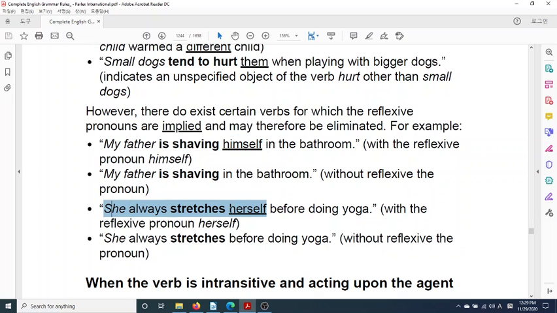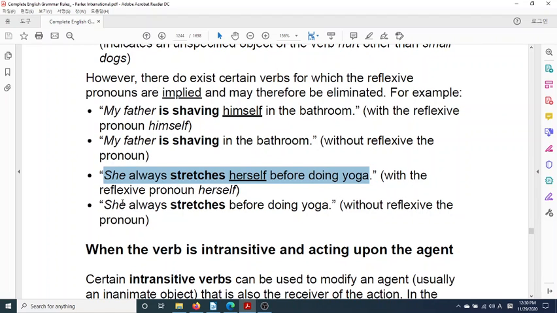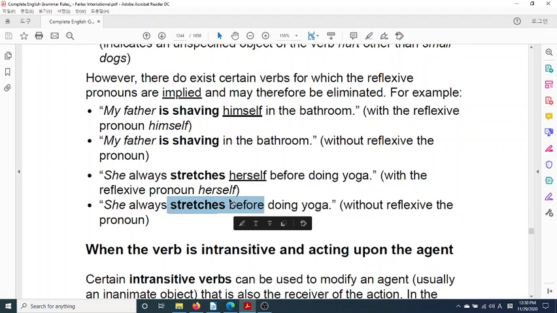She always stretches herself before doing yoga. That makes grammatical sense, that works, but that's not what you would hear most native English speakers say, right? She always stretches before doing yoga. You don't have to say herself, because who else is she going to stretch, right? Of course she's stretching herself. That's what you normally mean when you say stretches.